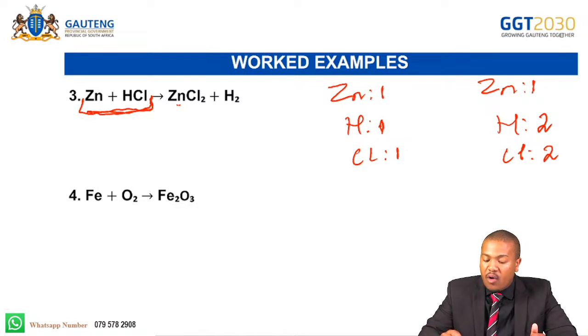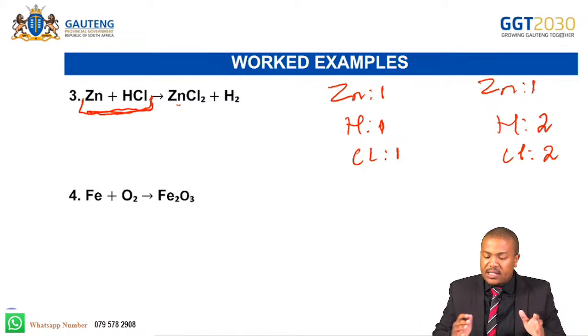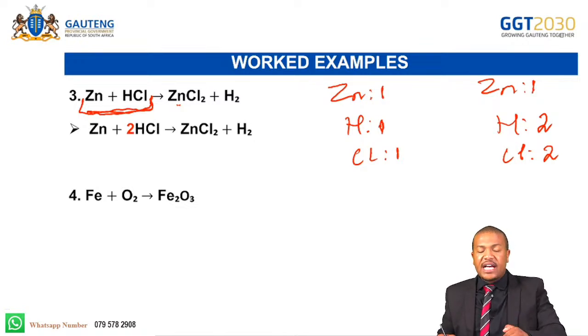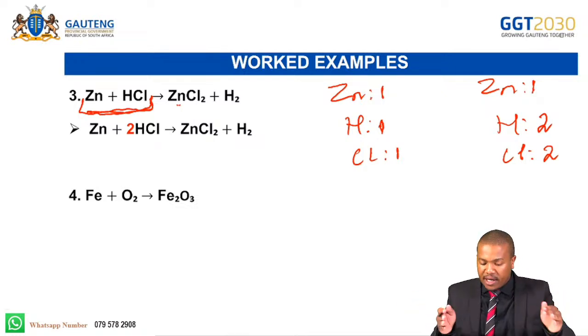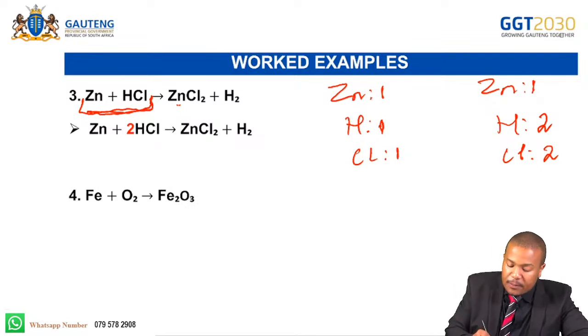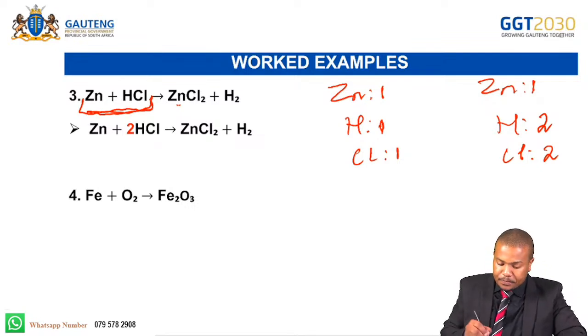So how can we balance it? This is how: we simply put a 2. This coefficient 2 on the reactant side has changed the whole equation and made it balance. So now, let's do the maths together.